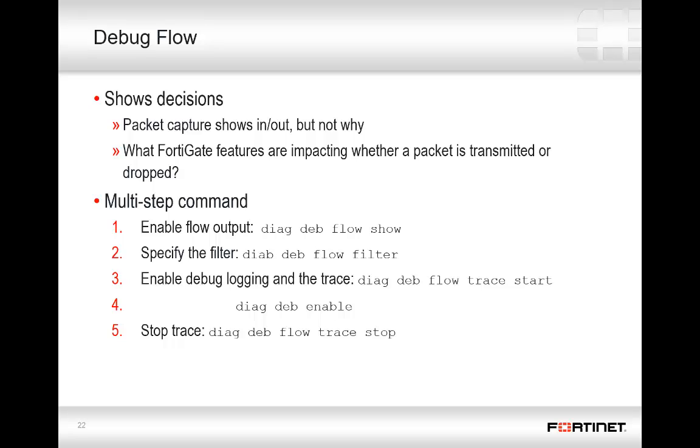Step 1. Enable packet flow output. Step 2. Specify a filter. Step 3. Start the trace. Step 4. Enable recording of the debug log. Step 5. Stop when you've finished.